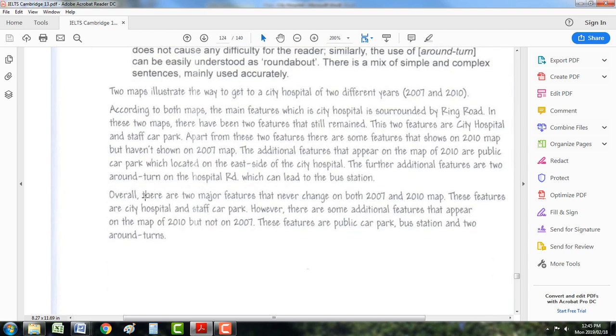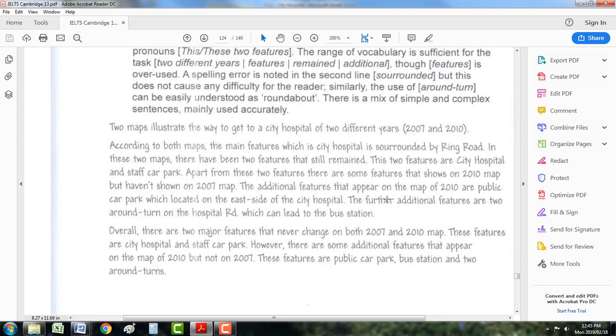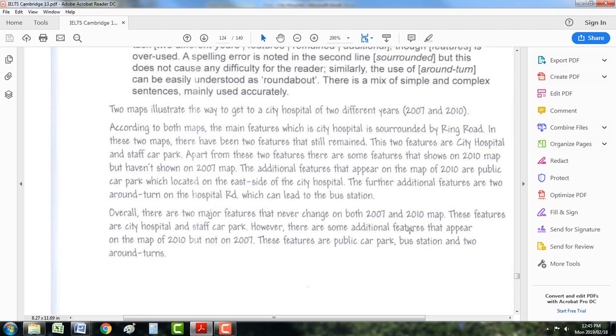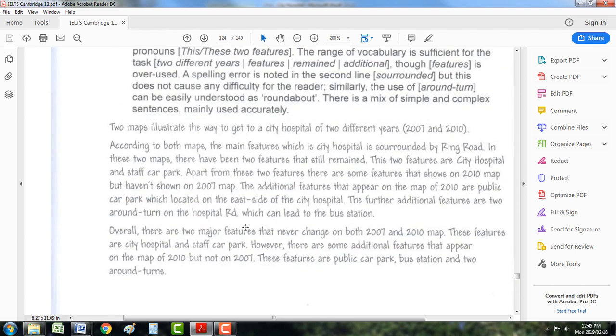Overall, there are 2 major features that never change. There's no real overall. This is not overall. This is details, so this doesn't have an overview. So definitely, now I'm thinking 5 for task response. These features are City Hospital and staff car. Again, he's talking about the things that didn't change. All of this is about things that didn't change. Also, this is about what didn't change.